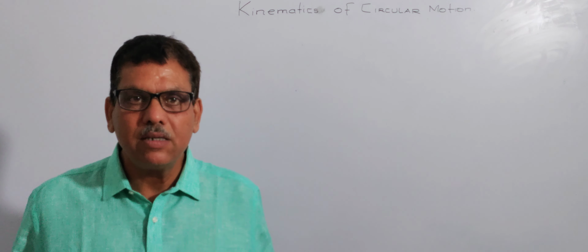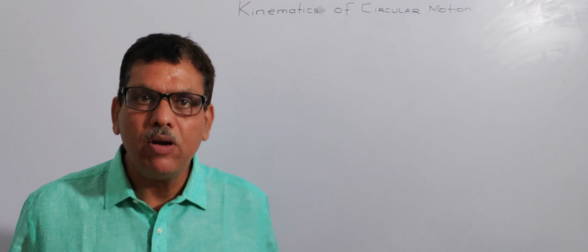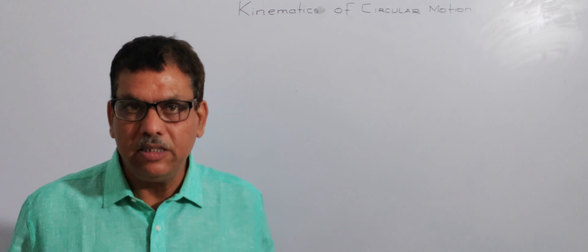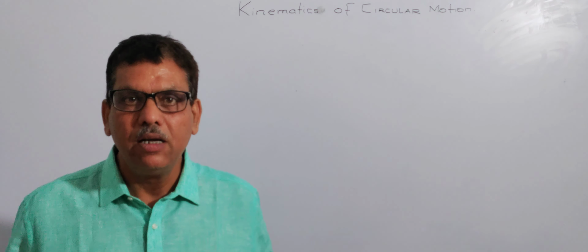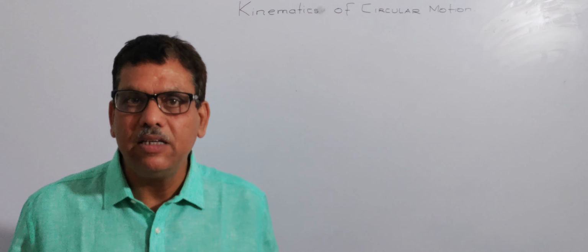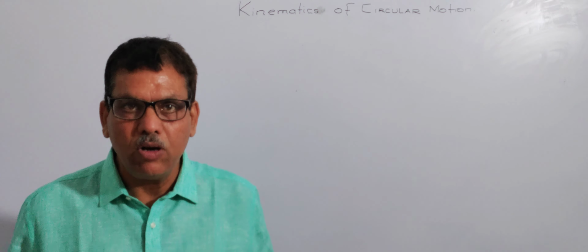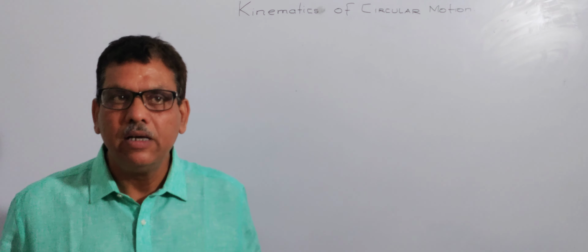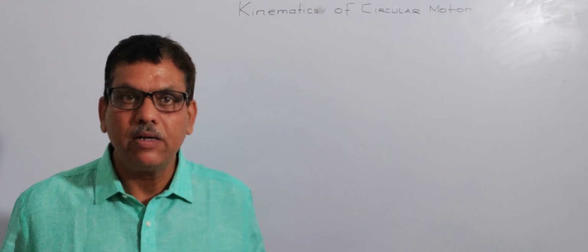Now in kinematics, whenever an object is moving on a circular path, we will observe that the radius of the circular path is not changing, but the position vector of the object as it moves on the circle is changing. Once the position vector is changing, we can find out the displacement, the distance covered by the object on the circular track, and then the average velocity and other kinematic quantities.